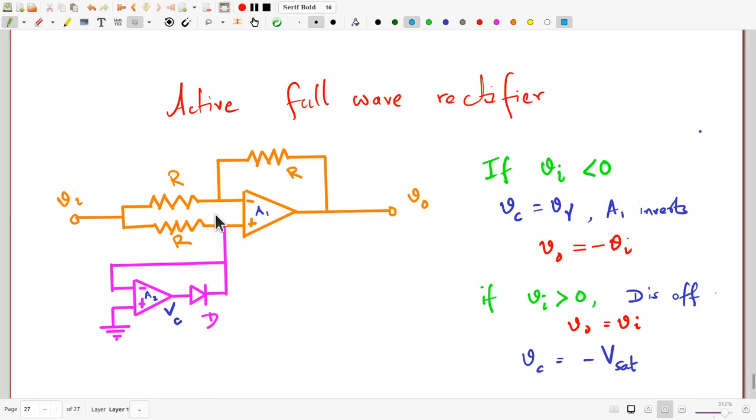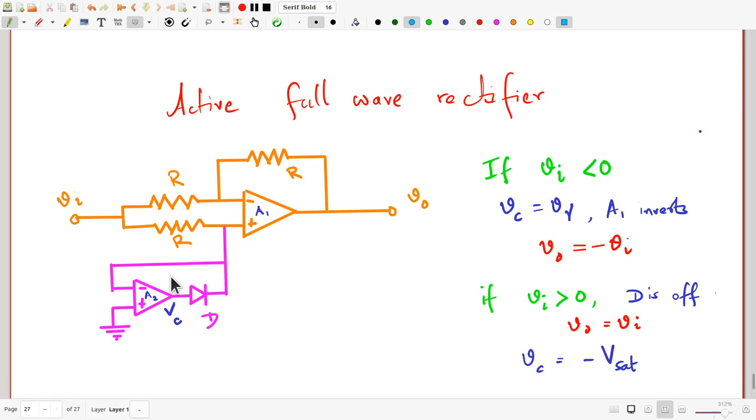So if Vi is negative, then this voltage here will be negative. A negative voltage to the inverting input would drive Vc, the output, to a positive value. And once the output becomes positive, this diode becomes forward biased, completing the feedback loop, and hence this will be a virtual ground scenario, which means Vc, this point being at 0 volts, this will be also nearly at 0 volts.